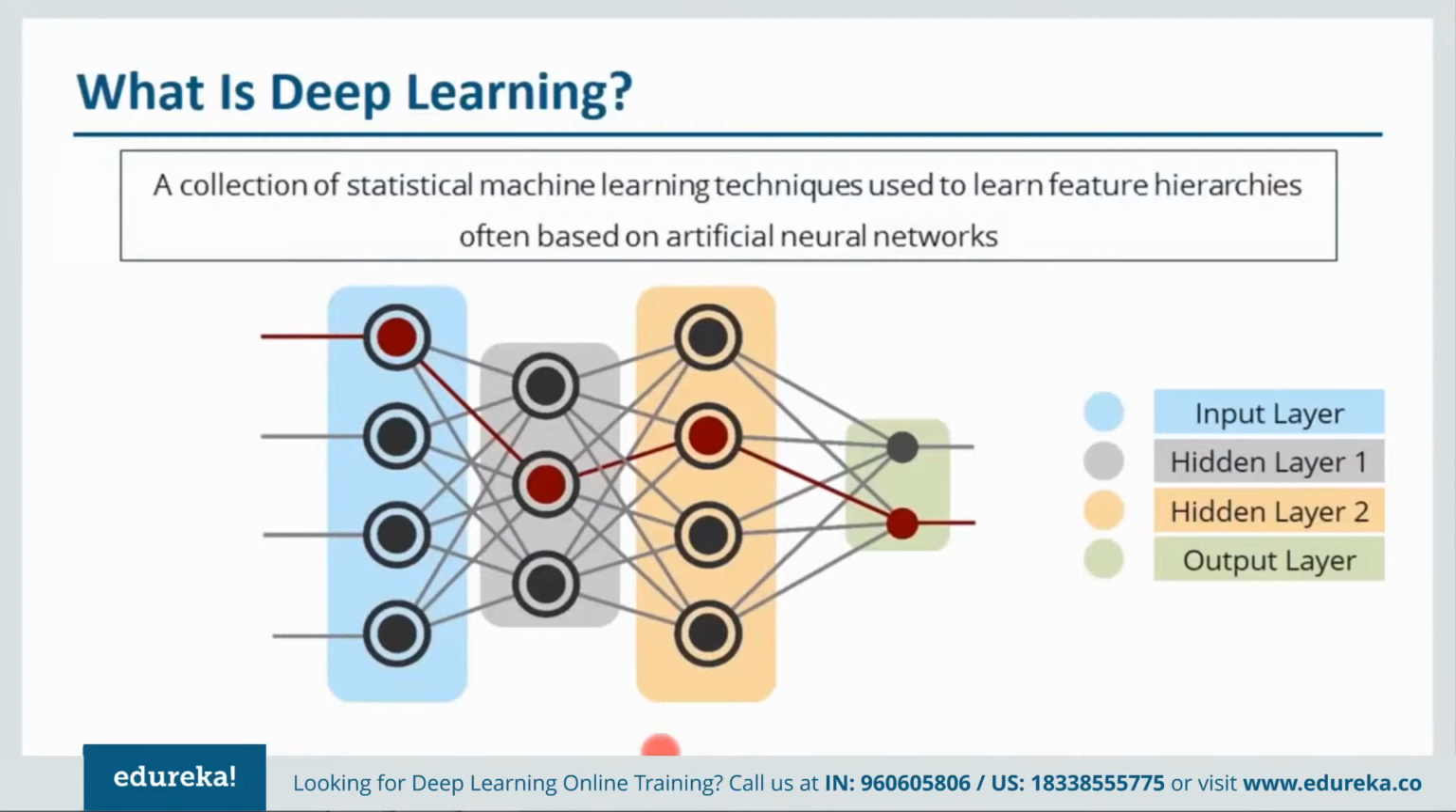Now there can be multiple hidden layers. There can be hundreds of hidden layers as well. But when we talk about machine learning, that was not the case. We were not able to process multiple hidden layers when we talk about machine learning. So because of deep learning, we have multiple hidden layers at once.